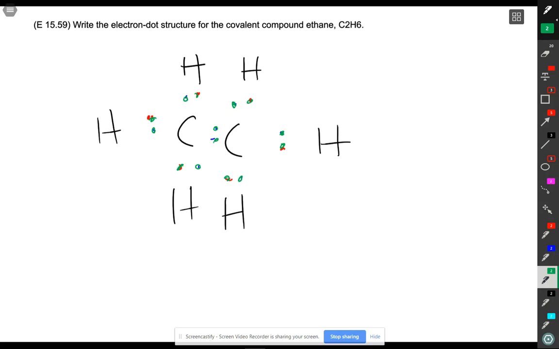That's how you do the electron dot structure. Now this was a little more complicated than what I did in class before, because we have a whole lot of bonds. But each bond was the same difficulty as what we did.